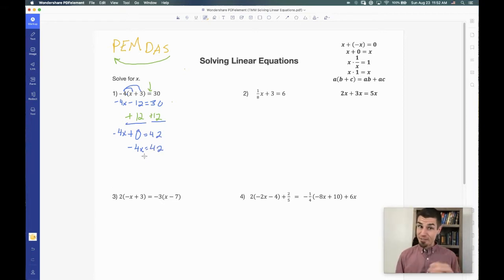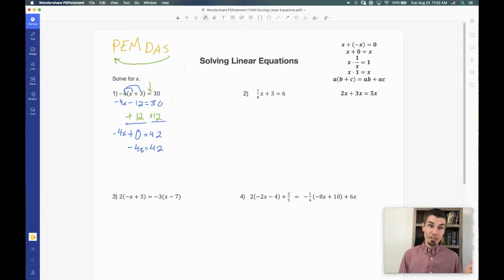Now we're almost there. We're trying to get x by itself, but we still have negative 4 times x. So what is the opposite? What's the inverse of multiplication? Well, division. So in the same way, we thought, what's the opposite of subtraction? Addition. And then we just added whatever we were subtracting.